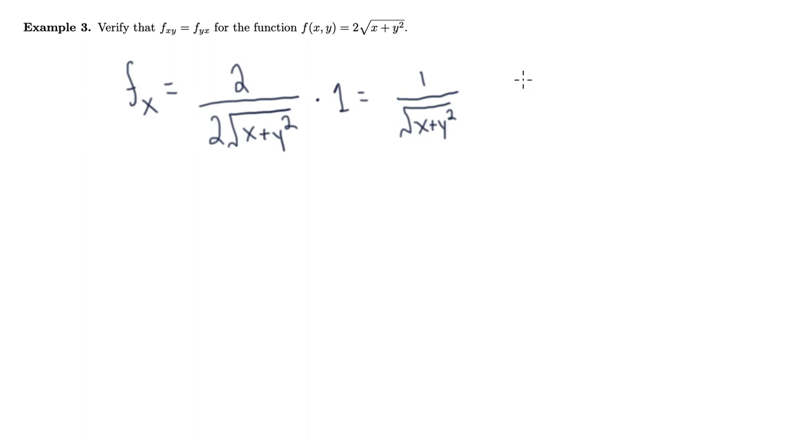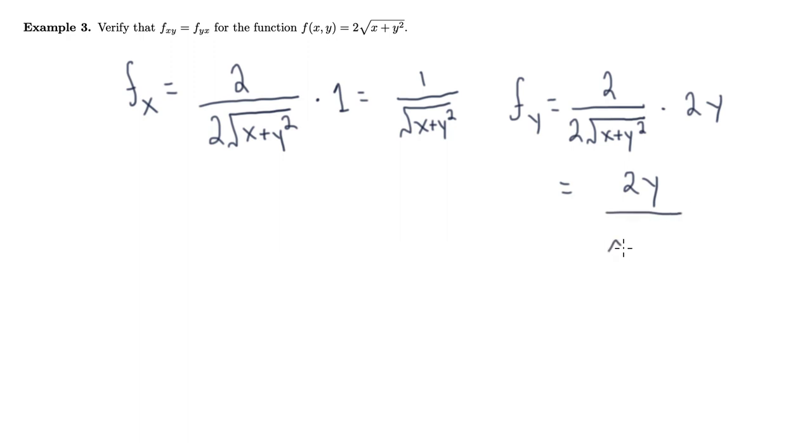Okay, and now the derivative of this function with respect to y is very similar. So we have 2, and then we're taking the derivative of the square root of this guy. So it's 2 square root of x plus y squared. And then now by the chain rule, we're multiplying by the derivative of the inside with respect to y. So the derivative is just 2y, like that. All right. So in other words, this is just 2y over square root of x plus y squared.